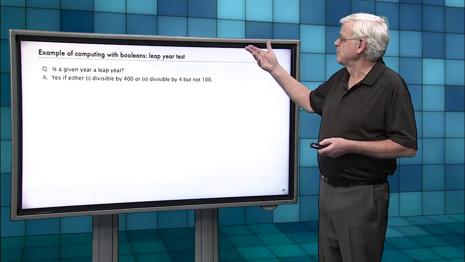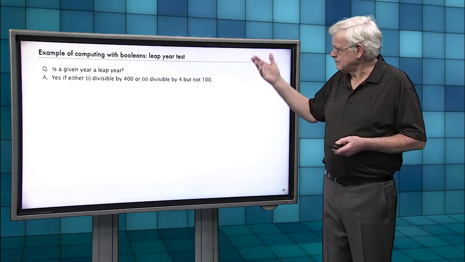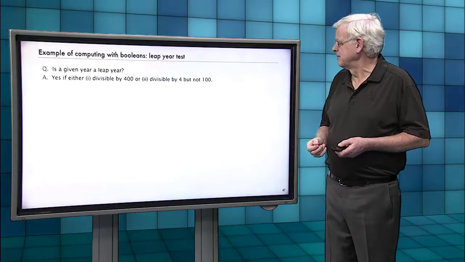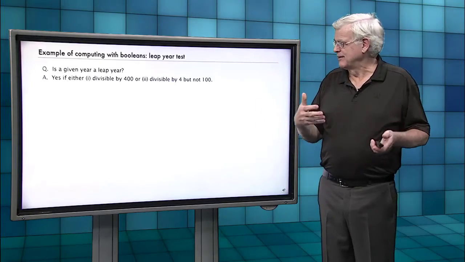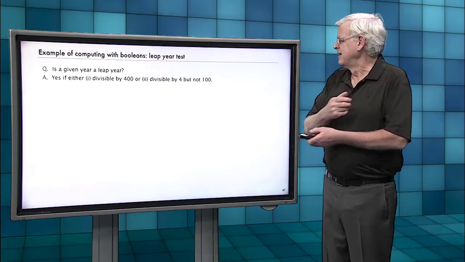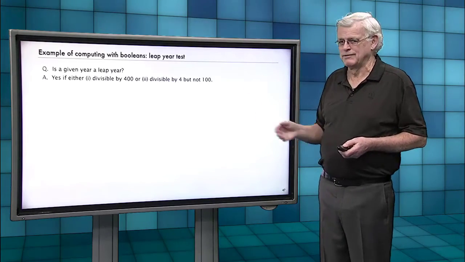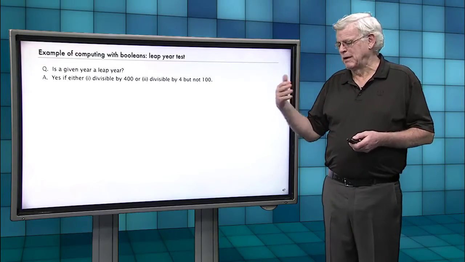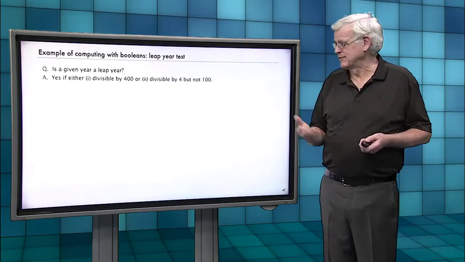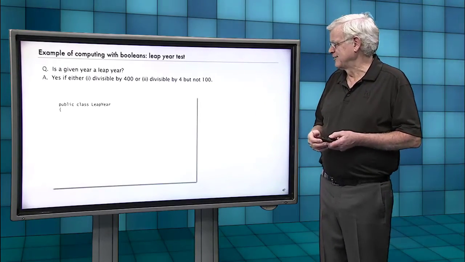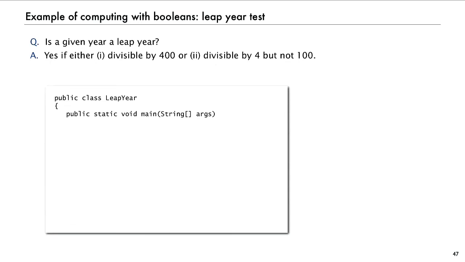So here's an example of computing with Booleans. Is a given year a leap year? Well, the rule is that it's definitely a leap year if it's divisible by 400, or if it's divisible by 4 but not 100. So that's the rule. So here's how to write a program to implement that rule.